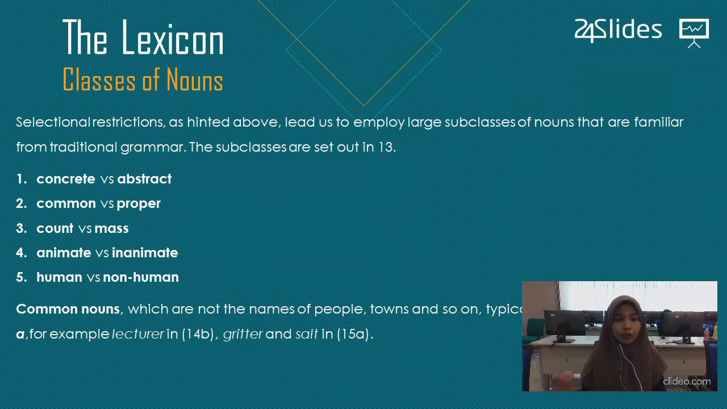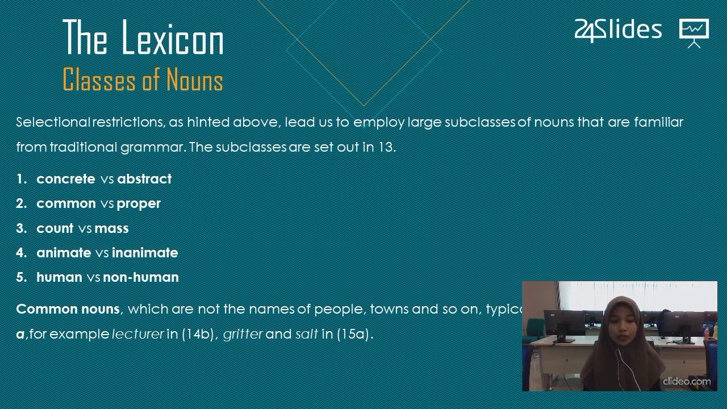So next we are going to classes of nouns. Selection or restriction, as hinted above, leads us to employ large subclasses of nouns that are familiar from traditional grammar. The subclasses are set out in 13. Di sini ada beberapa noun classes atau kelas-kelas noun. Di sini ada concrete versus abstract, common versus proper noun, count versus mass or countable noun and uncountable noun. So animate versus inanimate, human versus non-human.